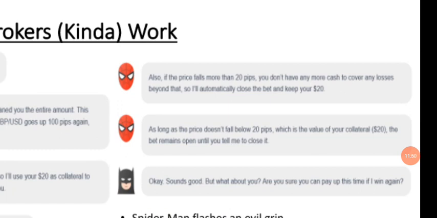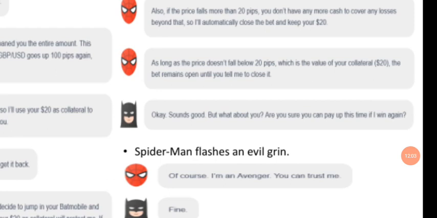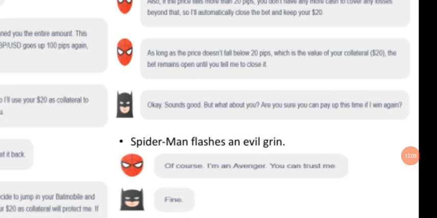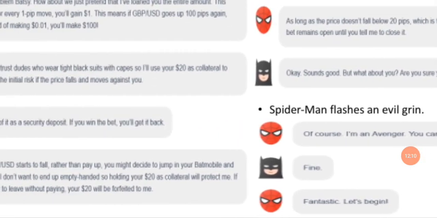Then Batman replies to Spidey by saying, "Okay, sounds good. What about you? Are you sure you can pay up this time if I win again?" Spider-Man flashes an evil grin. "Of course, I'm an Avenger. You can trust me." "Fine," says Batman. "Fantastic, let's begin," says Spidey.